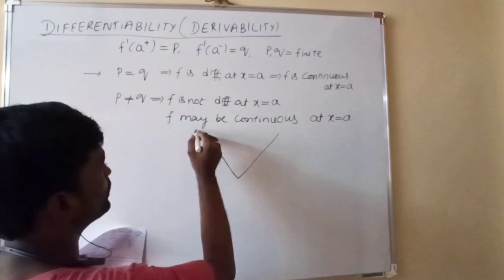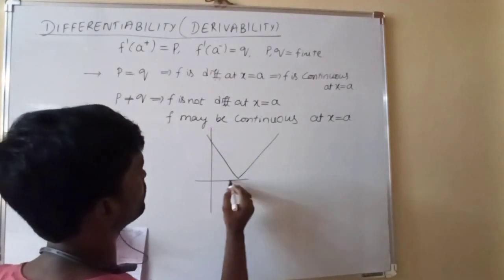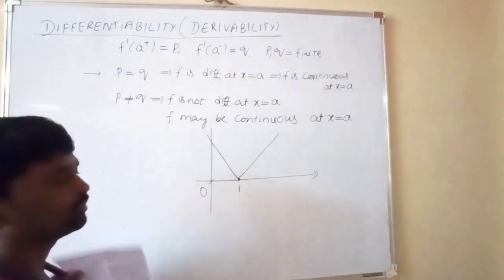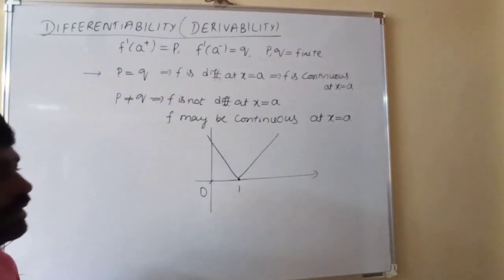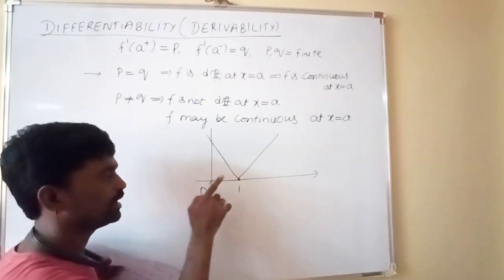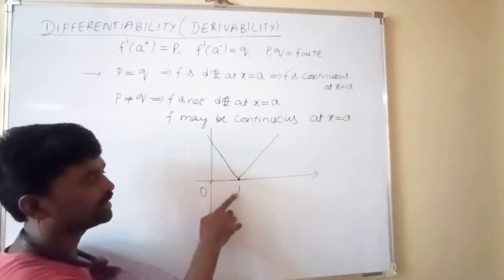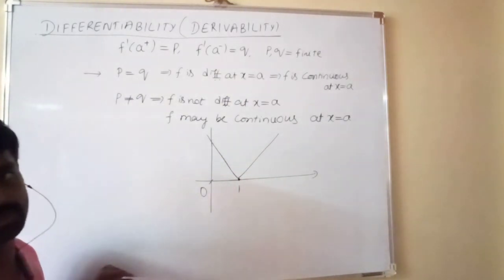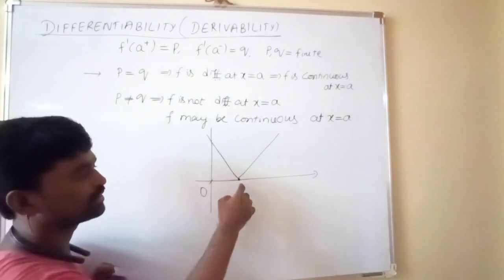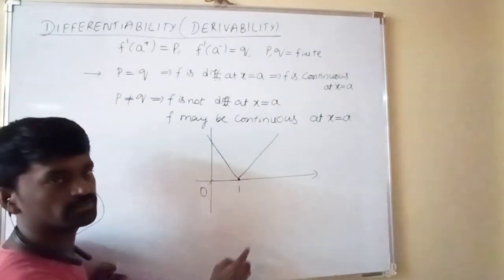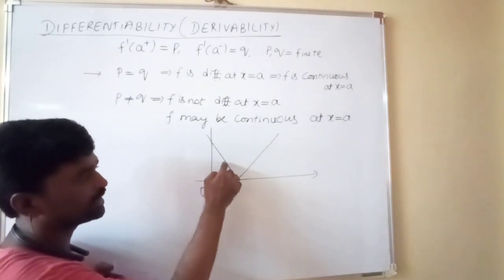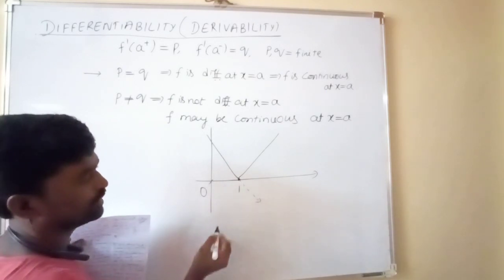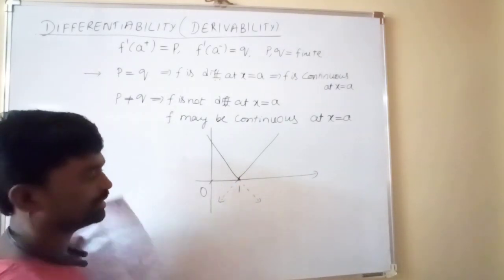Or if I consider this function, graph of this function. So whose graph is this? This is the graph of mod x minus 1. Okay. And where we are getting sharp edge at x is equal to 1. So the function is continuous at 1 but not differentiable because the direction of the graph of the function at 1 immediately changes. So left side of 1 the direction of the curve is this and right side of 1 the direction is this.